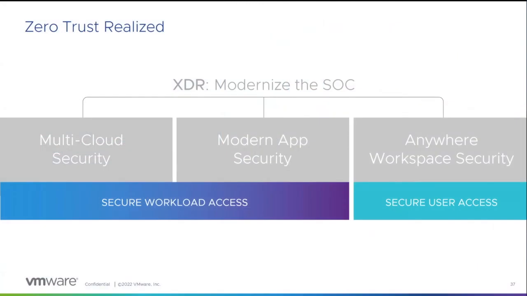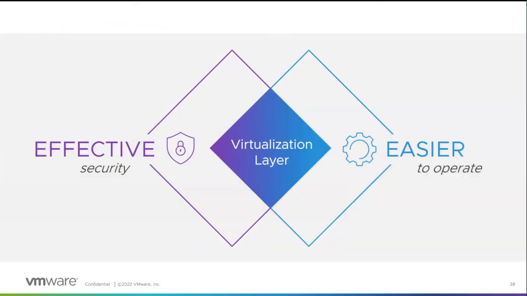So that's it. Those are the three pillars of how VMware is approaching zero trust. And with that, what are we left with? Effective security that's both easier to operate and delivered through a software and virtualization layer. Highly effective, and frankly, I believe we're only getting started in terms of showcasing VMware security capability to the industry.